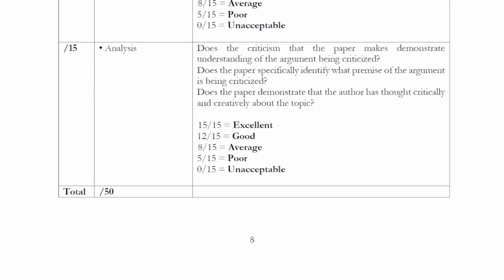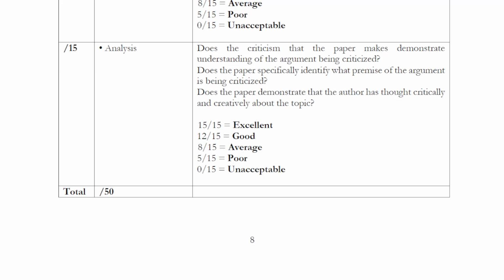Let's conclude by looking at the grading rubric one final time. Once again, your analysis section will receive a score out of 15, where 15 is excellent, 12 is good, 8 is average, and so on. Furthermore, there are 3 main questions I will consider when grading the analysis section of your paper. First, do you clearly identify which premise of the argument you will criticize?